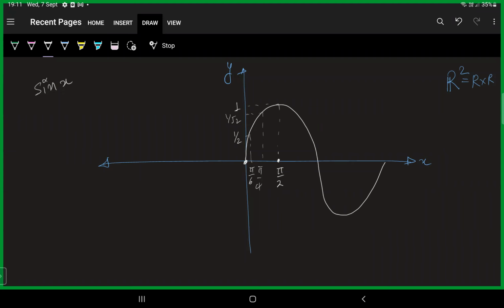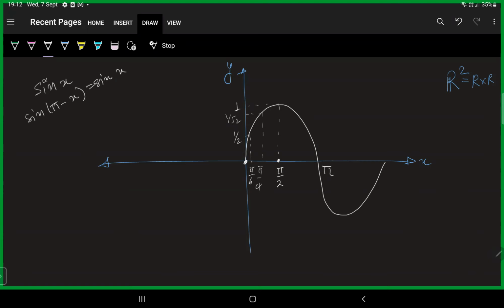We know that right now we are drawing sine x, so that's why we'll be talking only about sine x. In this quadrant, sine is positive, right? And we know sine of pi minus theta is equal to sine theta. We have also done that, right? So sine pi minus x is equal to sine x.